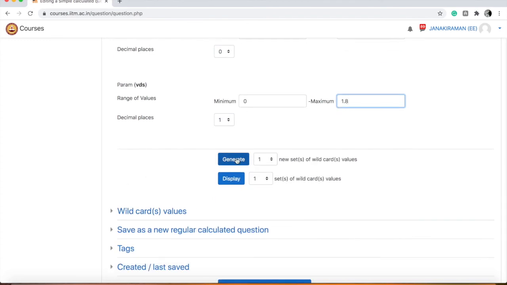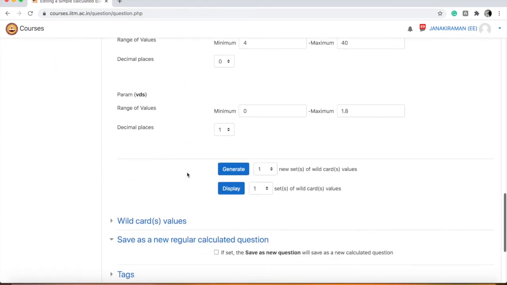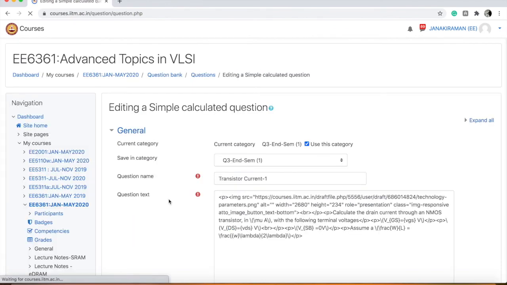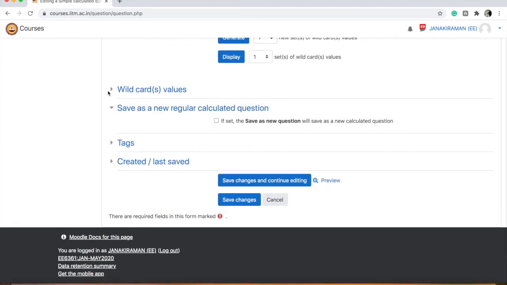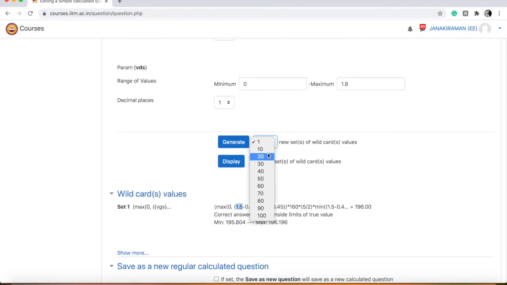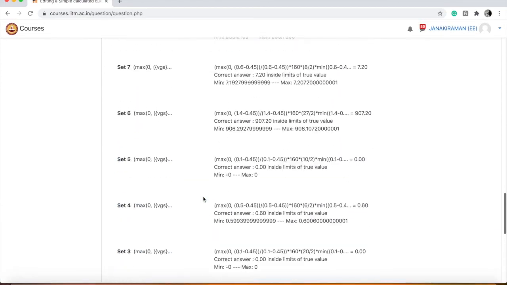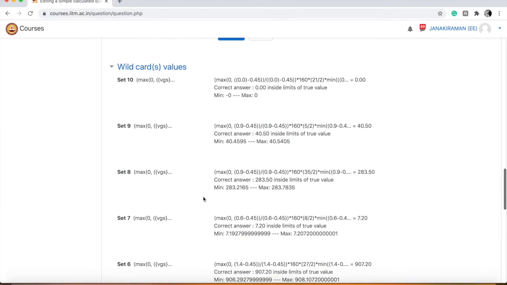Every time you create this calculated question, please generate one new set of values first. You have to generate before you can save it. Generate one set and then display one set first, and you see that it is all right. For example, it has created VGS equal to 1.5. VDS is not exactly shown here, but I can now go and change this and as usual create maybe 10 values and display about 10 values. So I'll say generate, and it will also display the 10 values.